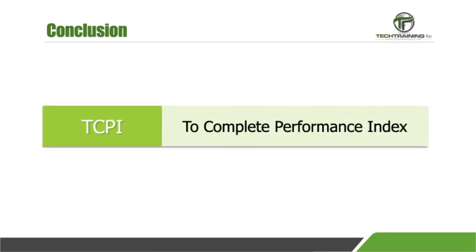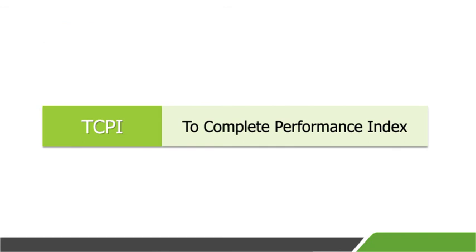You may also see TCPI, or To Complete Performance Index. This is the required CPI necessary to finish the project right on budget. For example, if the TCPI is 1.10, it means you have to find 10% efficiency to finish on budget.